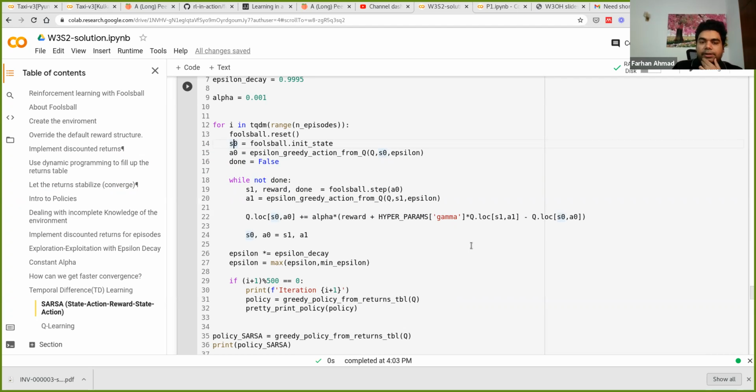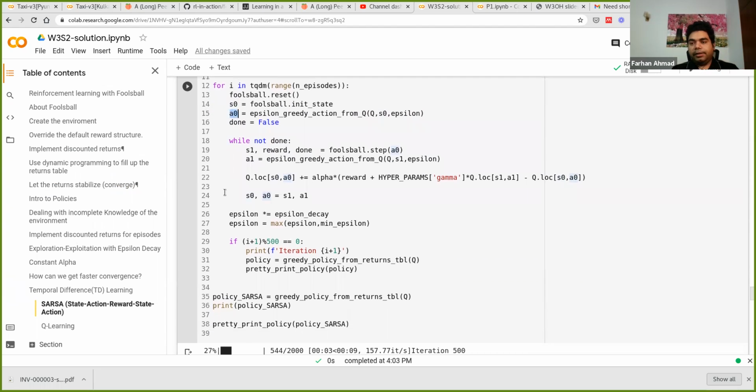Yeah. So we start with our initial state because we call reset, and then we pick an action using the epsilon greedy action policy, and then within this while loop we are sort of generating an entire episode. The only difference is that we are doing that one step at a time. So first of all, we execute the action A0 that we selected previously, that gives us the next state. Then while in the next state, we again select another action A1.